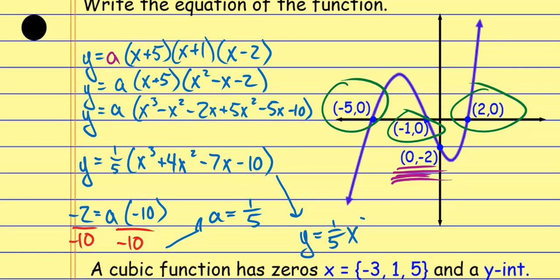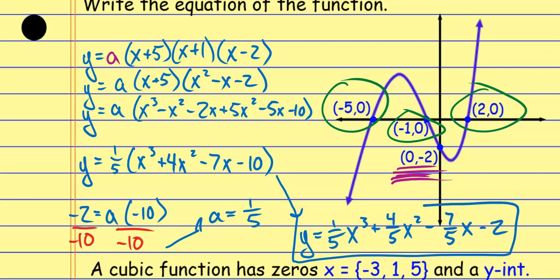So 1/5 x cubed plus 4/5 x squared minus 7/5 x minus 2. Now I have the x-intercepts that I need, and now I have the y-intercept that I need as well. Okay?